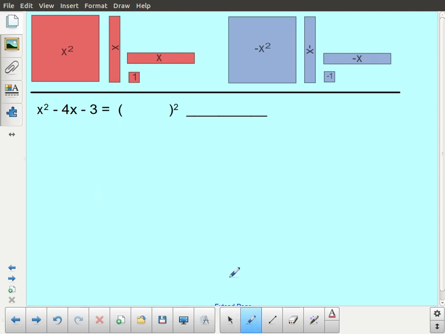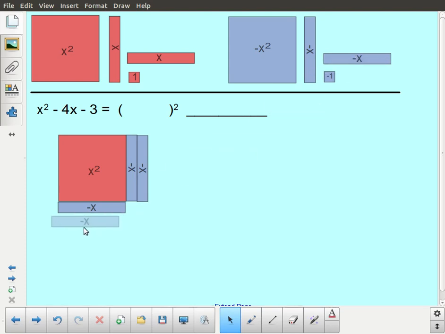This time I'm actually going to take it a little bit further. I'm actually going to complete the square. So I'm going to start the exact same way I did before. X squared minus 4x. Well, the minus 4x tells me I need negative 2x and negative 2x. Half of negative 4 is negative 2. So I put those negative 2's on either side.